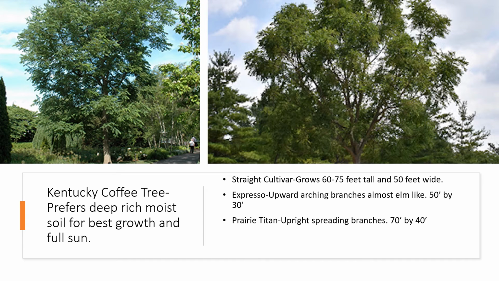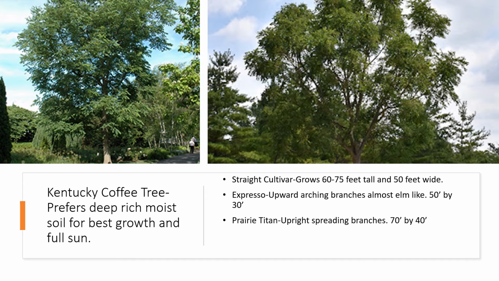Kentucky coffee tree. It's our state heritage tree. It prefers deep, rich, moist soil. That's going to be for best growth, and it's going to prefer full sun. Kentucky coffee tree takes a few years really to get a good shape on it. It usually goes straight up and kind of looks not real nice for several years. But once you get 7, 8, 10 years in, it starts to fill out and get some of the shape that you're really looking for in some of these trees.